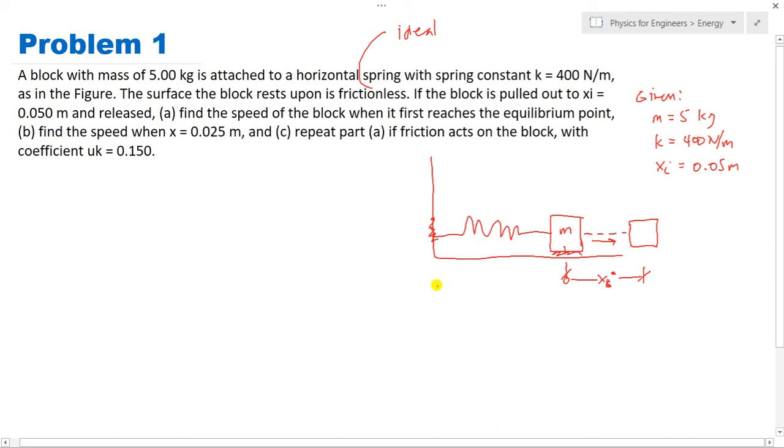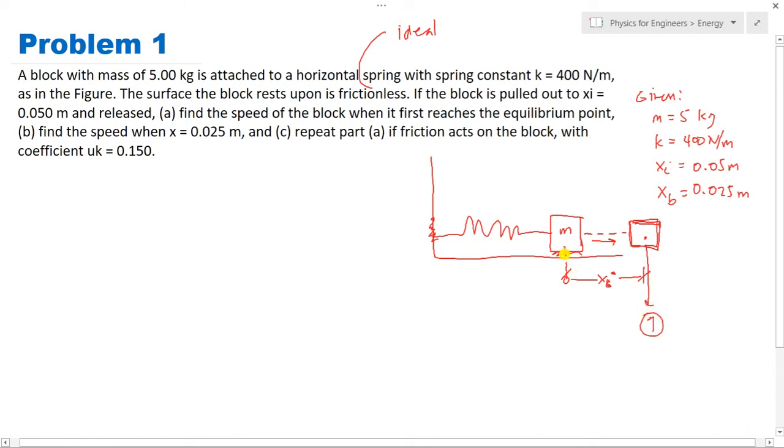Then A, find the speed of the block when it first reaches the equilibrium point. B, find the speed when x equals 0.025. So we have another given for letter B, so that is x of B na lang is equal to 0.025 meters. So if we're going to graph or plot the states, since gibira man siya ari, muna na itong state 1, class, kaning gibira siya from the equilibrium position. So this one right here, this would serve as our state 1.